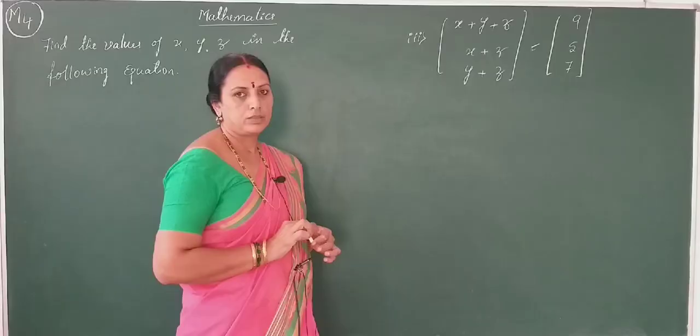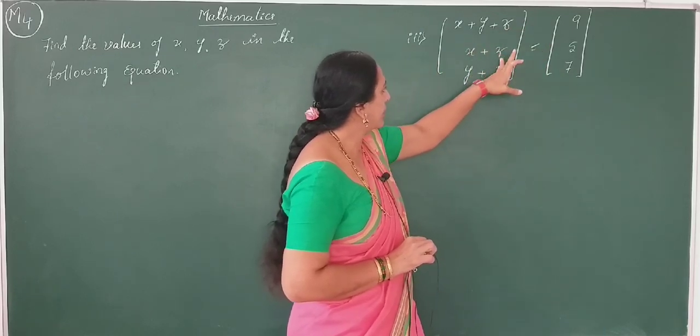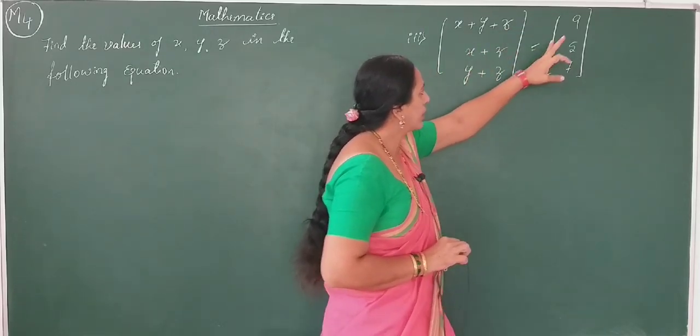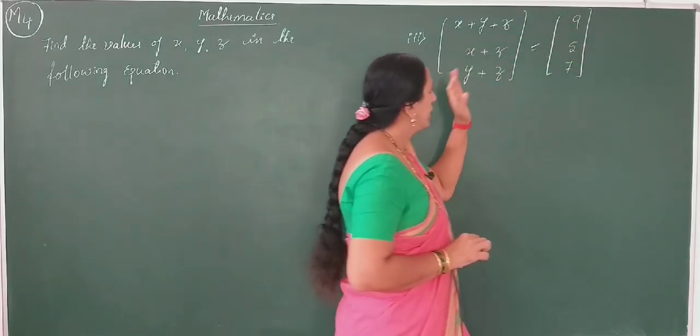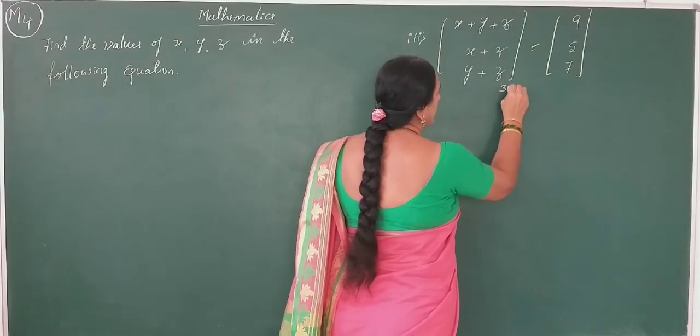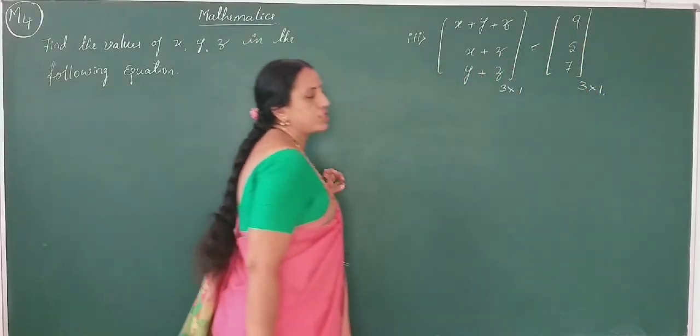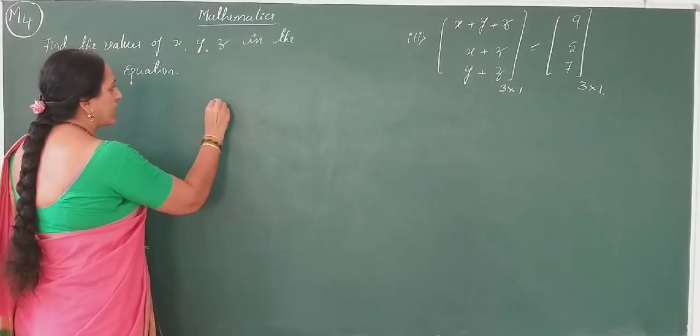Third one, x plus y plus z, x plus z, y plus z equals 9, 5, 7. It's purely one of the column matrix. What about the order of the matrix? It is 3 cross 1. That is also 3 cross 1. Then equating the corresponding elements.